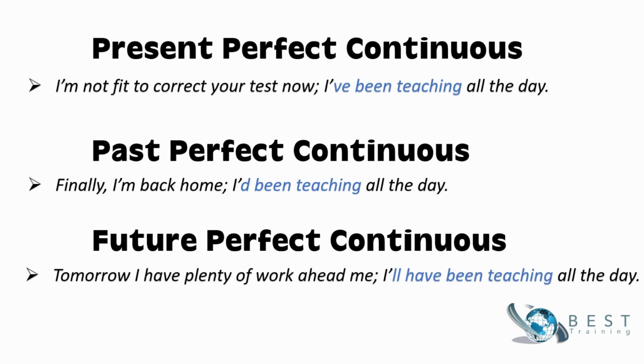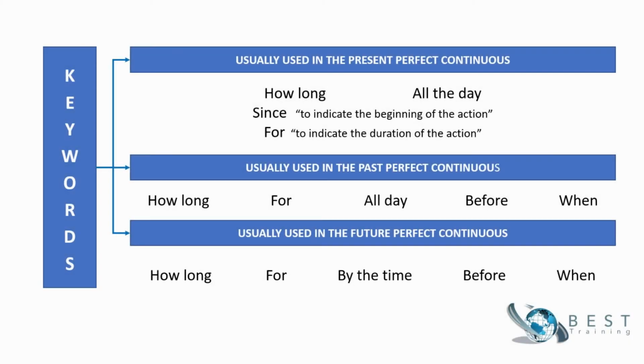And the last one. Tomorrow I have plenty of work ahead of me. And I will have been teaching all the day. I'm talking about tomorrow. I project myself in the future and I expose what's awaiting me tomorrow. I will have been teaching all the day. The use of the future perfect continuous shows a future period that starts tomorrow and will finish at the end of the day. This table of keywords can be helpful to clarify the use of those tenses.